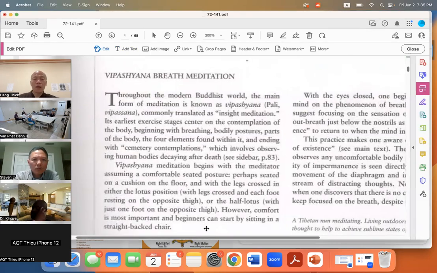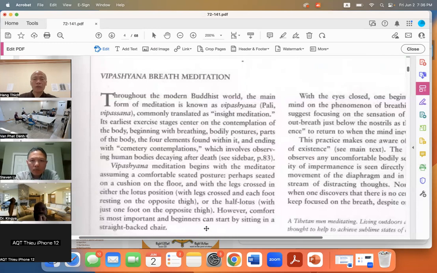Meditator, assuming a comfortable seated posture, perhaps seated on a cushion on the floor with the legs crossed in either lotus position, with your foot resting on the opposite side, or the half lotus, with one foot on the opposite side. However, comfort is most important, and beginners can start by sitting in a straight-back chair.